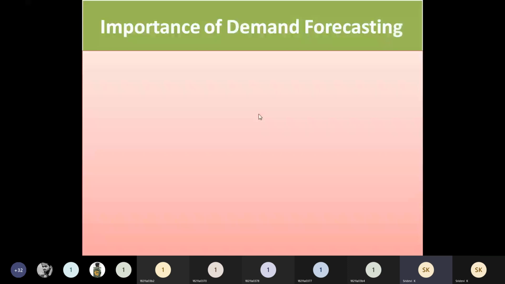Any doubts in understanding these techniques? Any of the techniques? Any of you? If you don't have any doubts, tell me what the importance of this demand forecasting is. In what way will this help the organizations? What is the importance of this, if you forecast how the sales of the product will be?